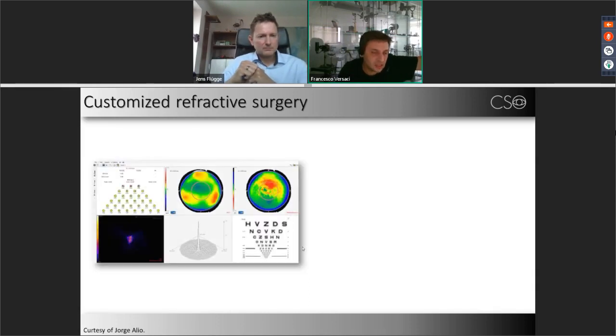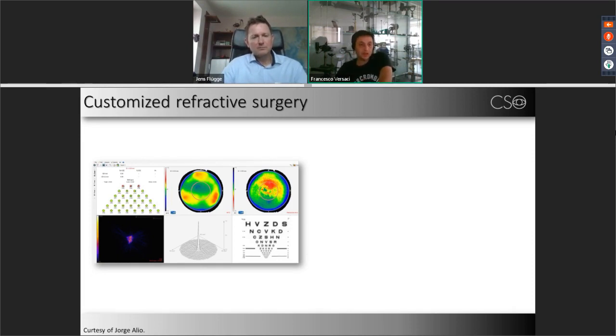So in this case, I just removed the low order aberration, but the quality of the vision is not, in any case, satisfactory. So this treatment is not enough. This information is based on the quality of vision and mainly on the PSF.